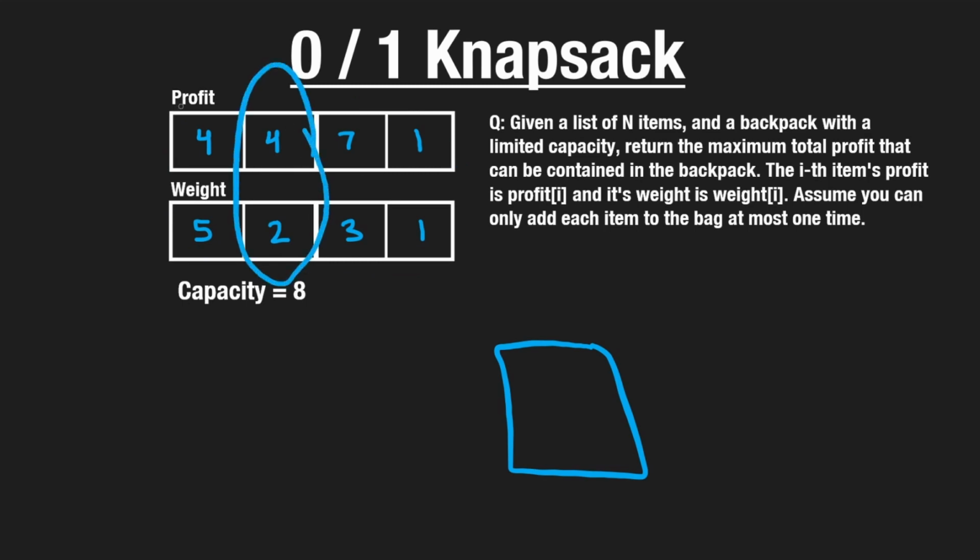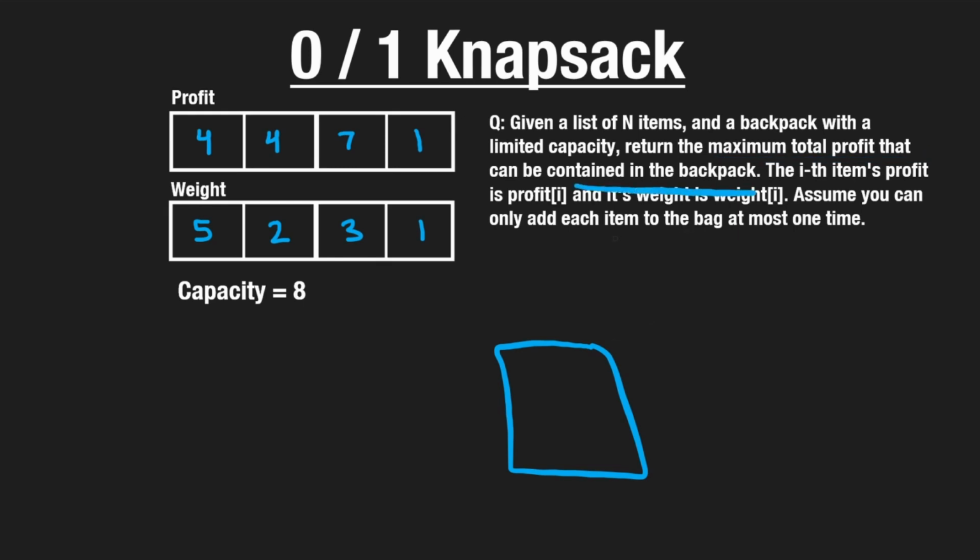We have 2 arrays though, so for each item, we have some profit value that we want to maximize. And we have a weight value, and this weight is going to affect how much we can carry in the bag essentially. The bag has a capacity of 8, but each item has some weight to it, so we can't necessarily take every single item and put it in the bag. But this problem is that we want to maximize the total profit that can be contained in this bag.